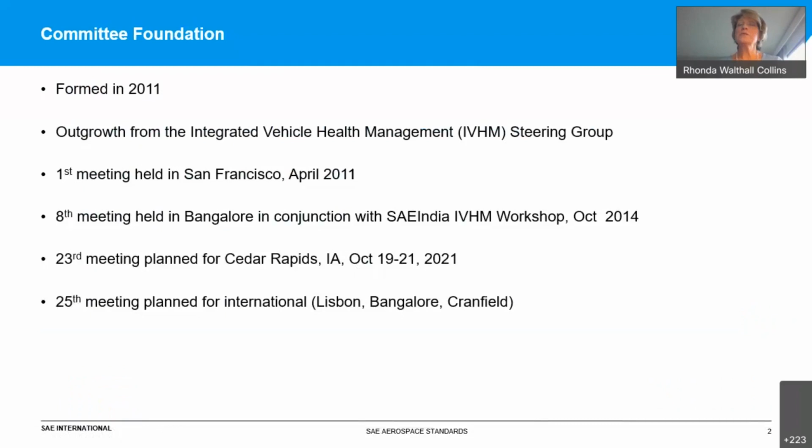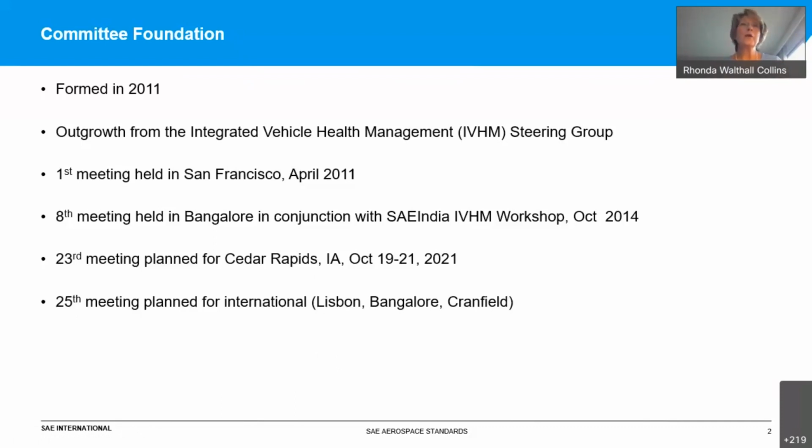This committee was formed in 2011, and it was the outgrowth of a steering group that we formed back then to consider what the future looked like for health management. At the time, there was another committee, and still is, the E32 Committee for Propulsion Systems Health Management. This committee has been around since the late 70s, and they're coming up on their 100th meeting very shortly. They have always focused on engine propulsion, APUs, and at the time, powertrain.